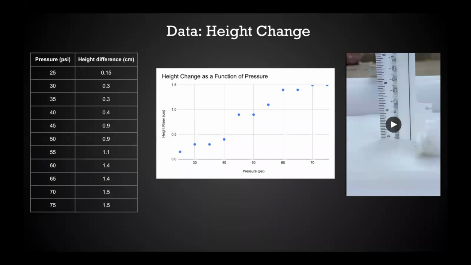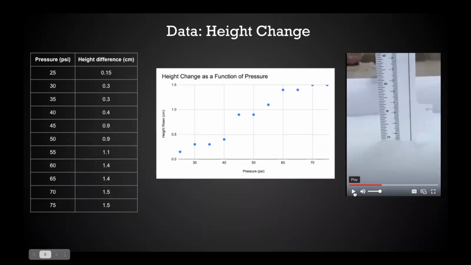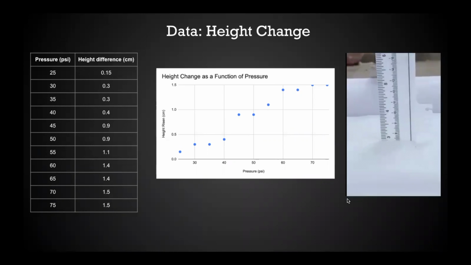Here we also measured how much the height changes as a function of pressure. In the video on the right in slow motion, you can see that the bed rises about 3 millimeters. If you keep going back and forth, you can see it rising. We did this for varying pressures, and we saw that as pressure increases, the height of the bed also increases.